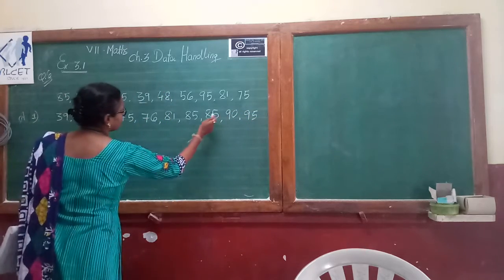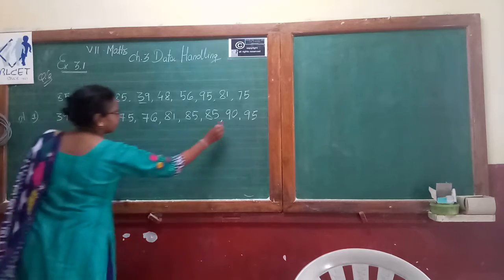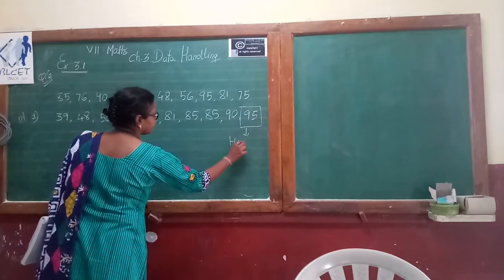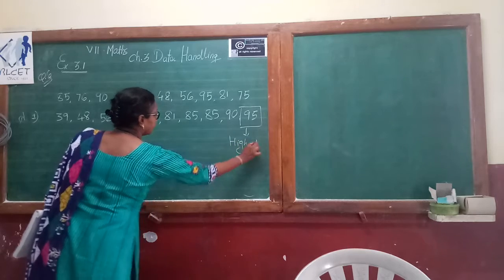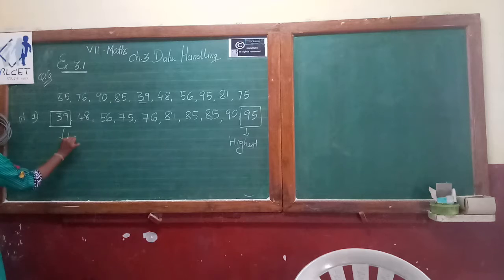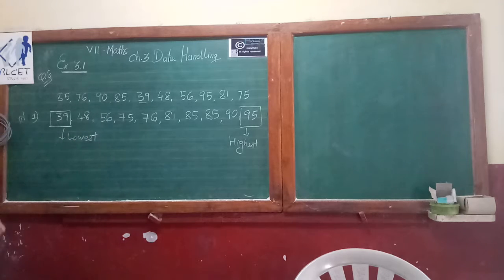Okay, count it: 1, 2, 3, 4, 5, 6, 7, 8, 9, 10. So first of all we have to arrange them into increasing order. Now see the first question, highest and the lowest marks. The highest marks is 95, and the lowest one is 39. So this is the answer of your first question.